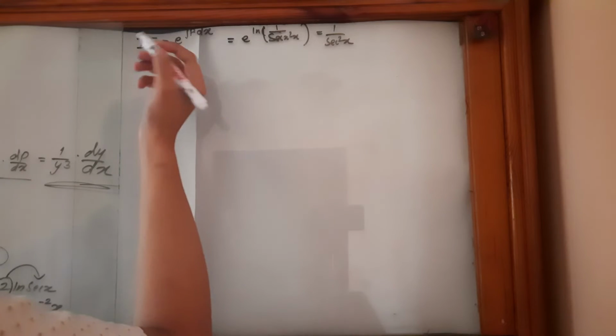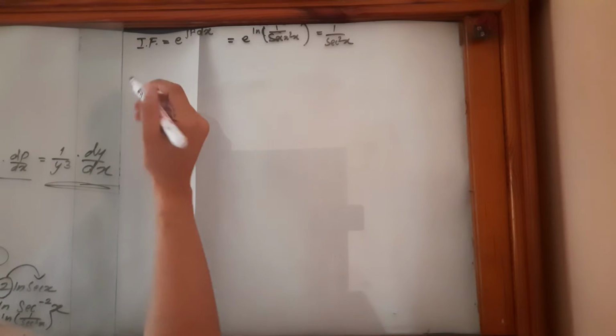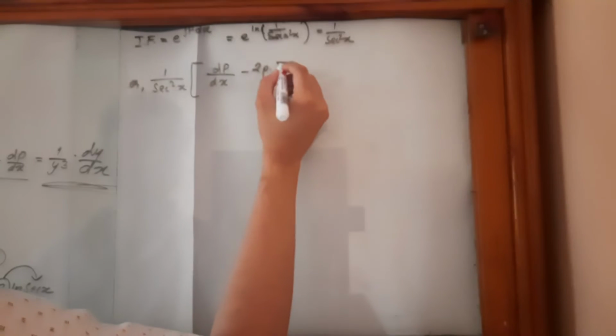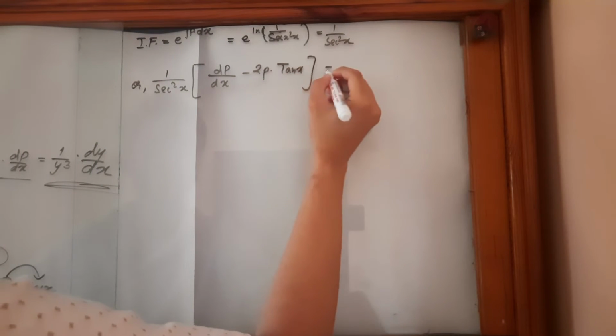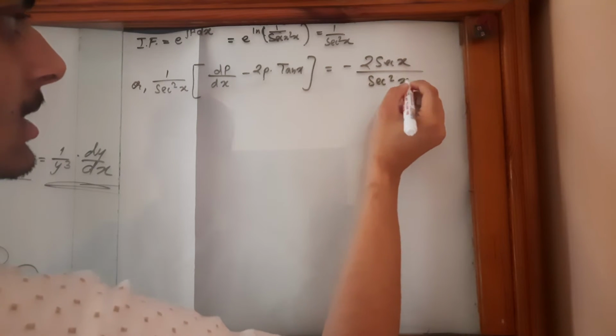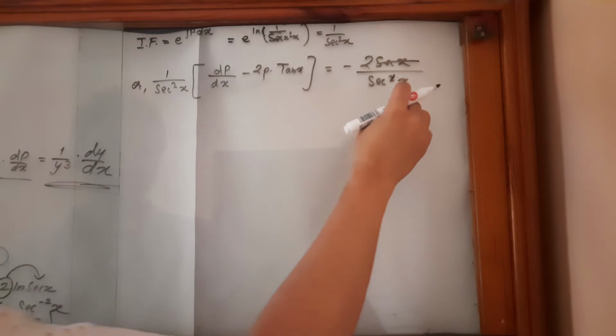So this is the integrating factor. We have the standard form over here. Let's multiply this with the standard form, shall we? So we get 1 over sec square x dp over dx minus 2p tan x. Let's not waste a lot of time in this question as it's not very difficult. So this cancels this, and I've talked about using a product rule over here.